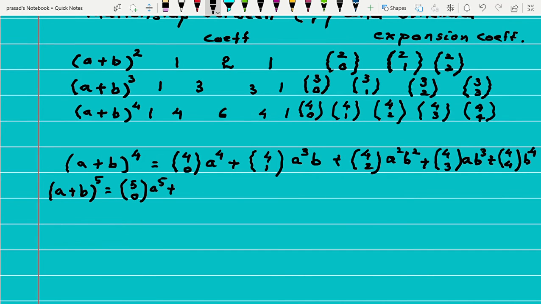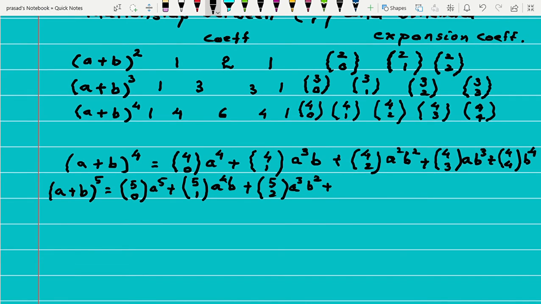Then the next coefficient 5c1, a's power reduced by 1. Introduce b here. Then 5c2, a's power still reduced by 1, b's power increased by 1.